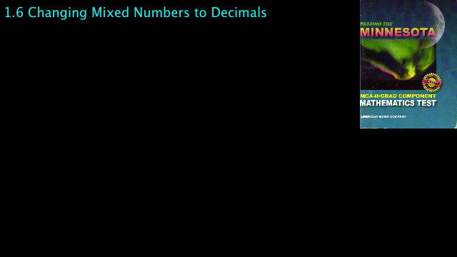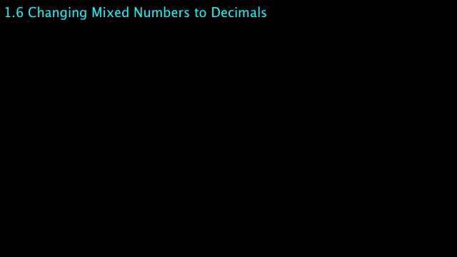Our topic is changing mixed numbers to decimals, which I am drawing from section 1.6 of the book Passing the Minnesota MCA-II Grad Component Mathematics Test, Revised Edition, published by the American Book Company in 2010.